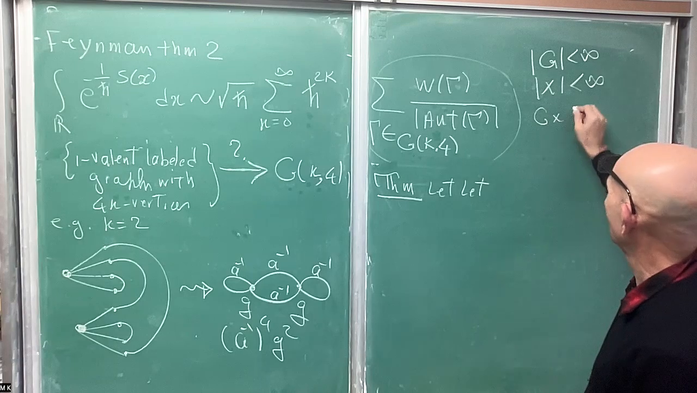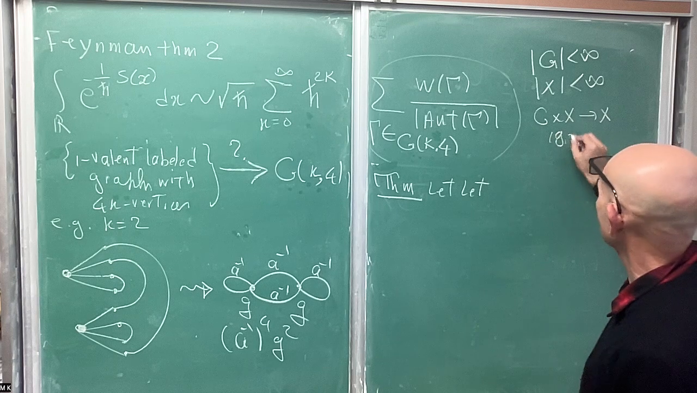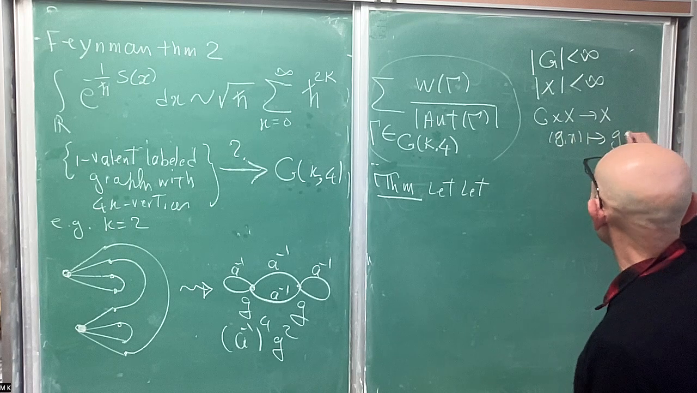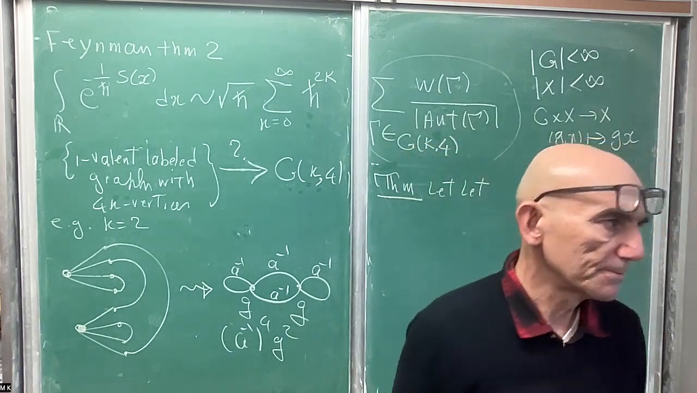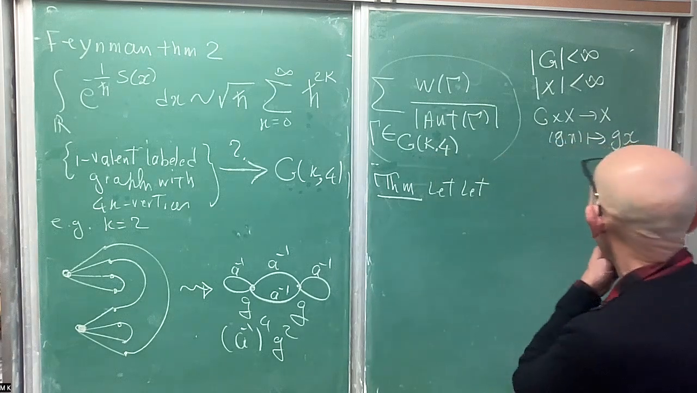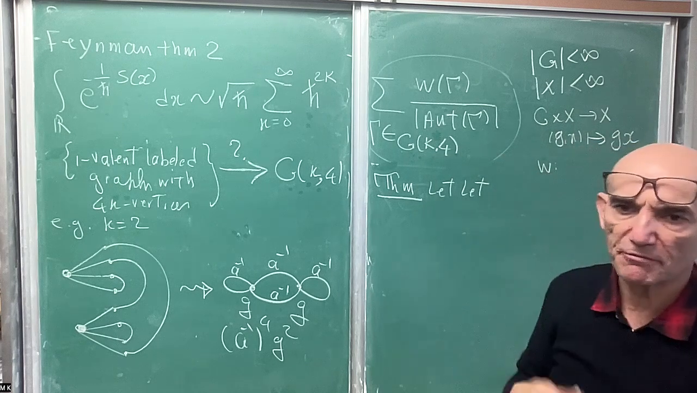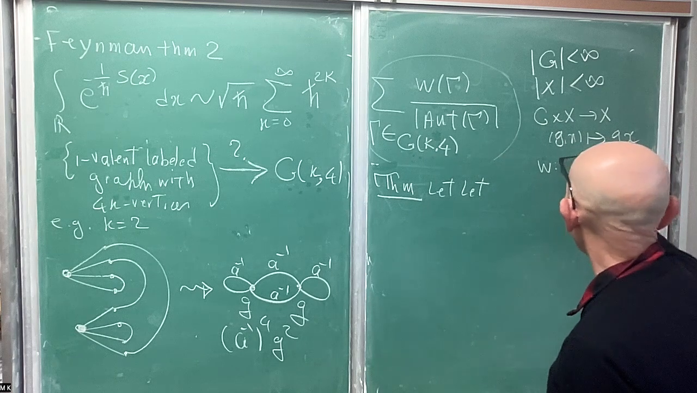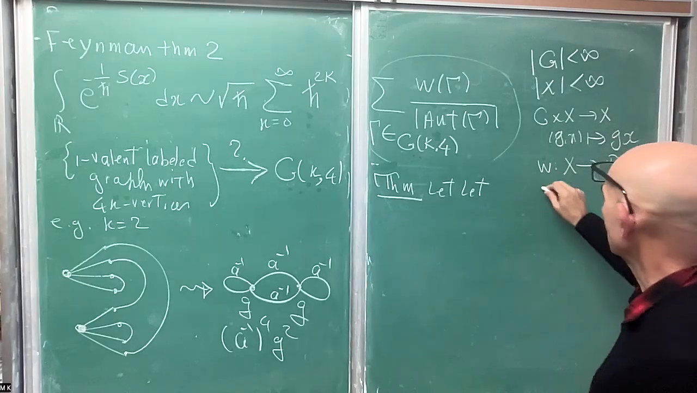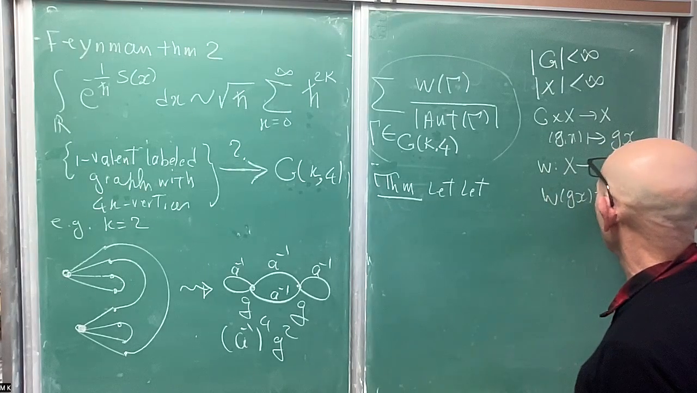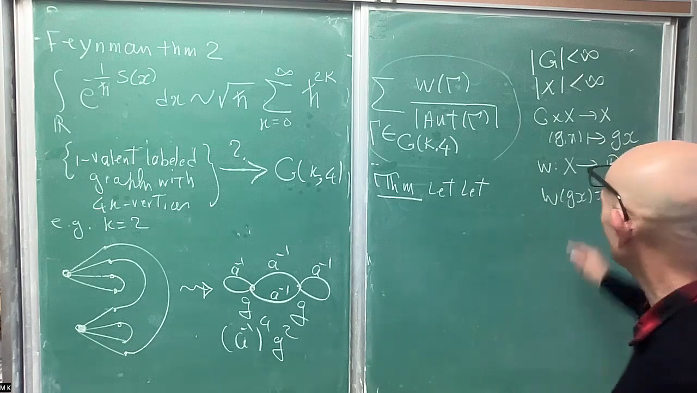So we have an action, say from the left, of G on X. The notation is (g, x) goes to gx. So we have an action of this finite group on this finite set. And there is also a function W, we think of it as a weight function, from X to R. And we are assuming that this W is G-invariant, so W of gx is equal to W of x for all g and x. So this W is G-invariant.